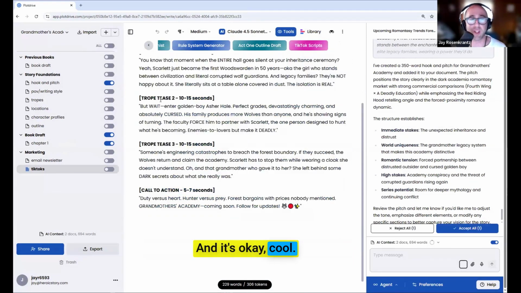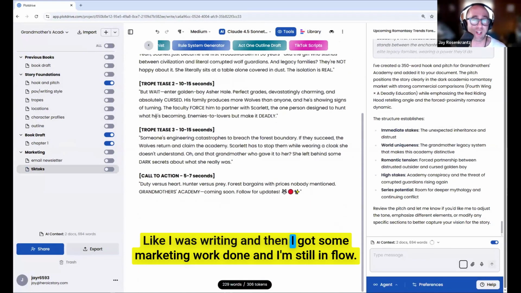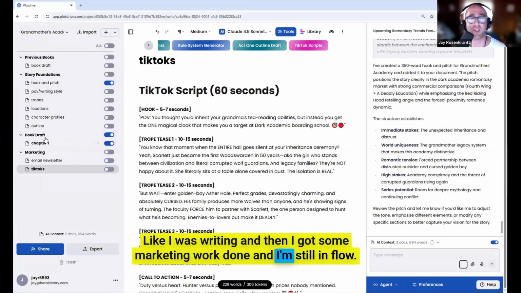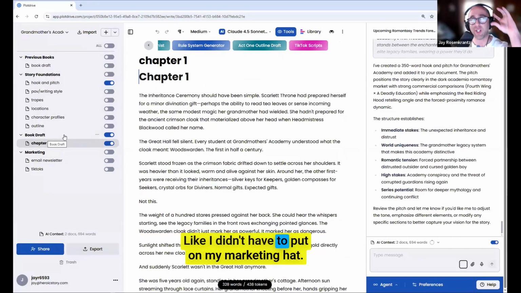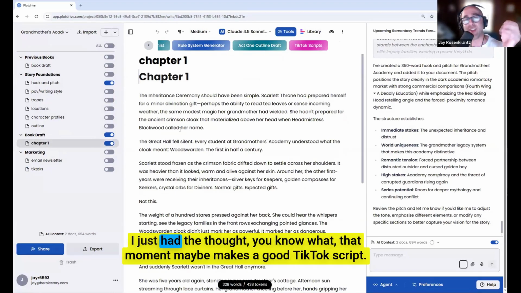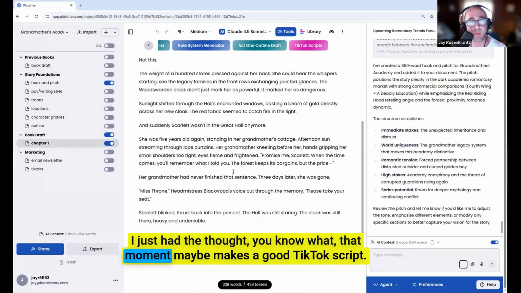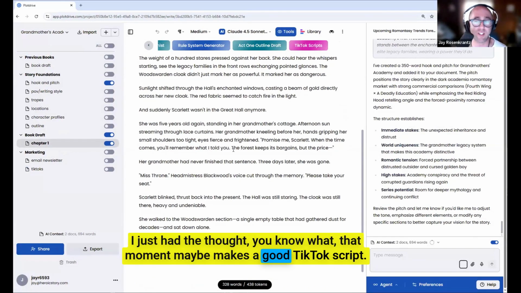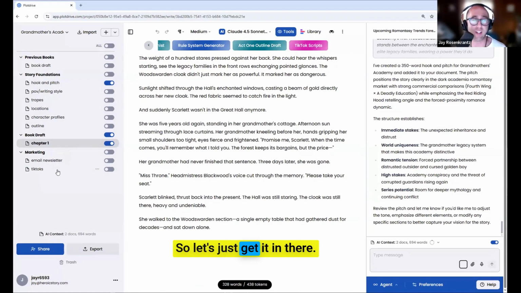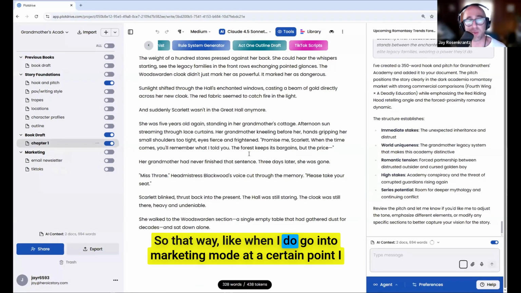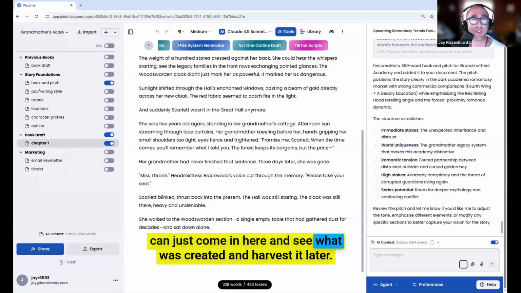And okay, cool. I was writing and then I got some marketing work done and I'm still in flow. I didn't have to put on my marketing hat. I just had the thought, you know what, that moment maybe makes a good TikTok script. So let's just get it in there. That way, when I do go into marketing mode at a certain point, I can just come in here and see what was created and harvest it later.